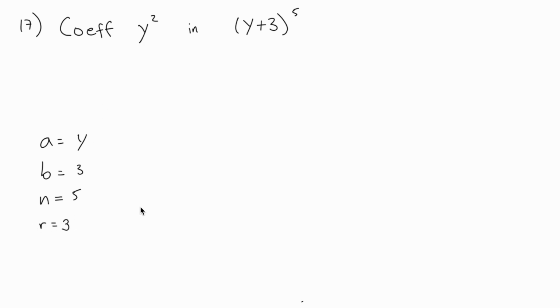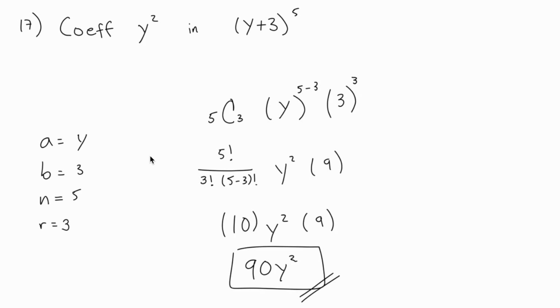And now that you have the r, you can just apply the formula. Y is a, 3 is b, n is 5, and r is 3. We have done this many, many times. So this is 5 choose 3, y to the 5 minus 3, that is, y squared. I wrote this here because I want to emphasize that is how you find the r. 5 minus 3. The 2 is because that is 5 minus the r. Okay.